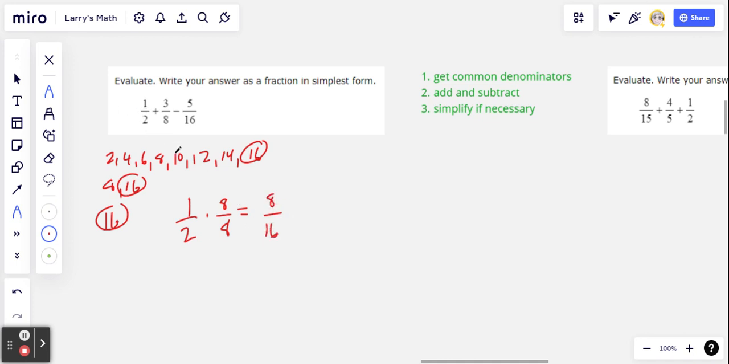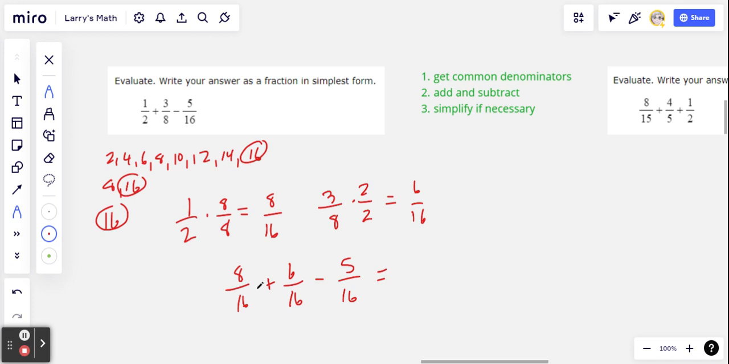So that's my 1/2. And now 3/8, let's do that one. What am I going to multiply by? Well, I need a 2 to get that to be 16 on the bottom, so my version of 1 is 2 over 2. 3 times 2 is 6, 8 times 2 is 16, and there's my 3/8. Now I'm just going to rewrite this problem. So I've got 8/16, that's my 1/2, plus 6/16, that's my 3/8, and then minus 5/16.